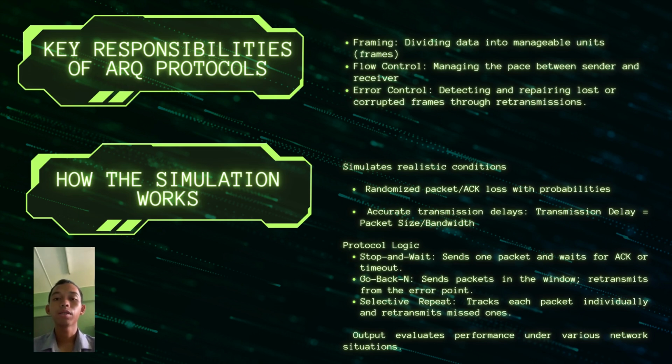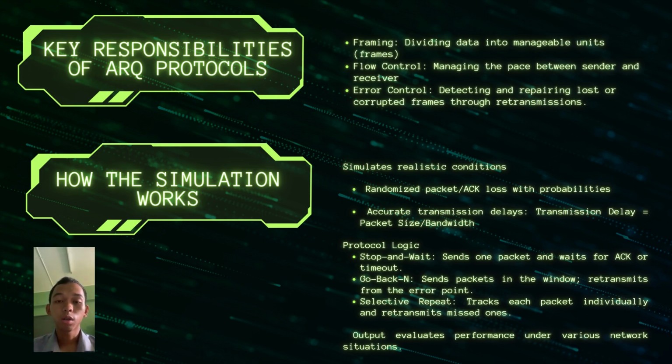This slide covers two parts: the responsibilities of ARQ protocols and how our simulation works. First, the key responsibilities of ARQ protocols. Framing: they divide data into smaller frames for easier transmission. Flow control: they manage the pace between sender and receiver, preventing overload. Error control: they detect and fix errors by retransmitting lost or corrupted frames.